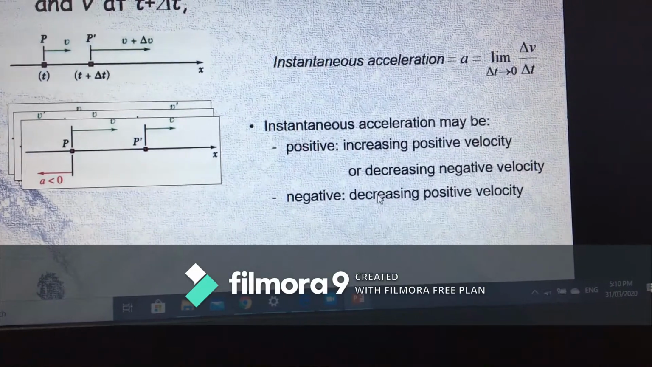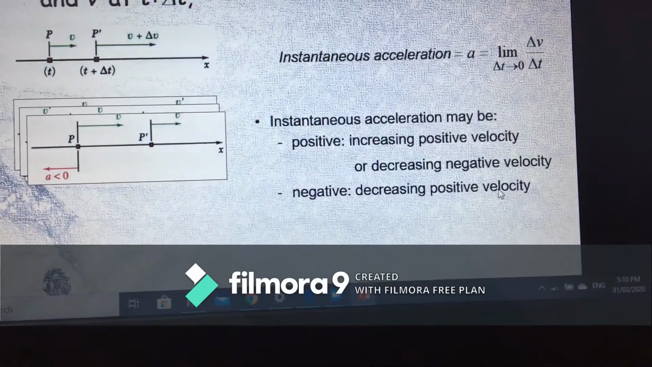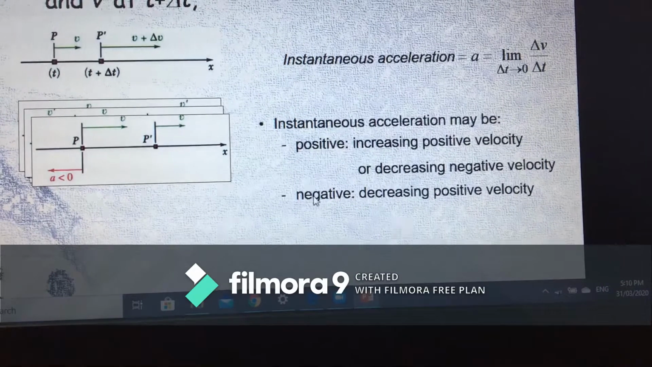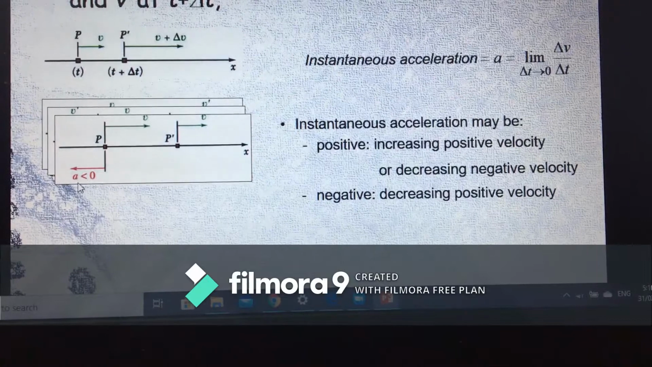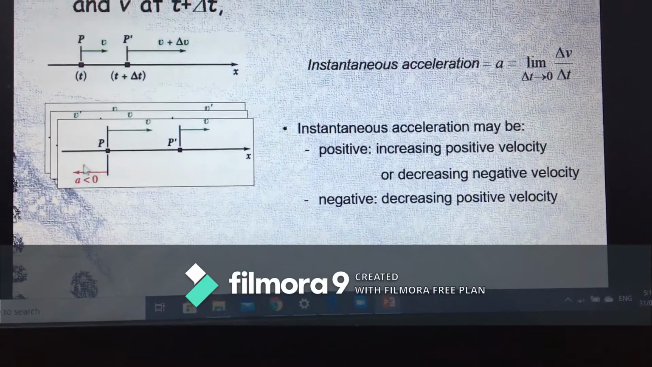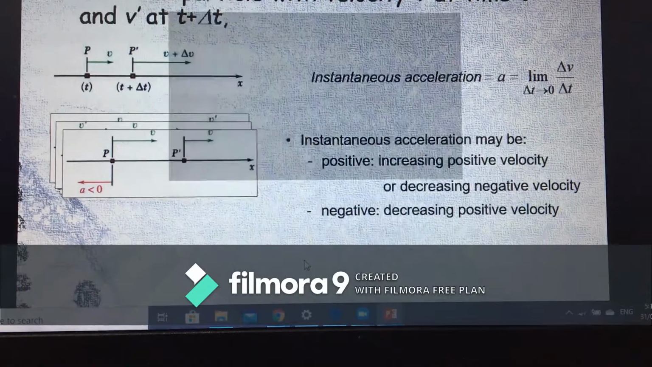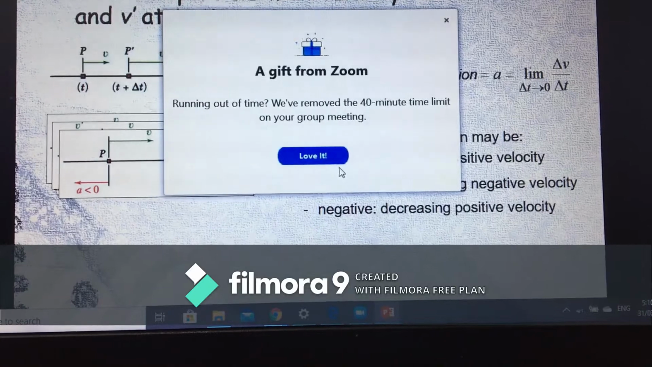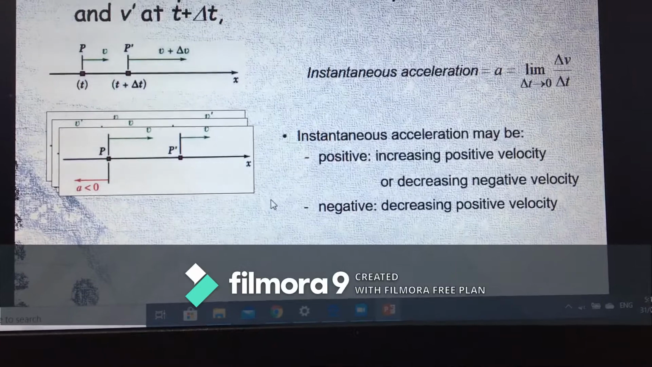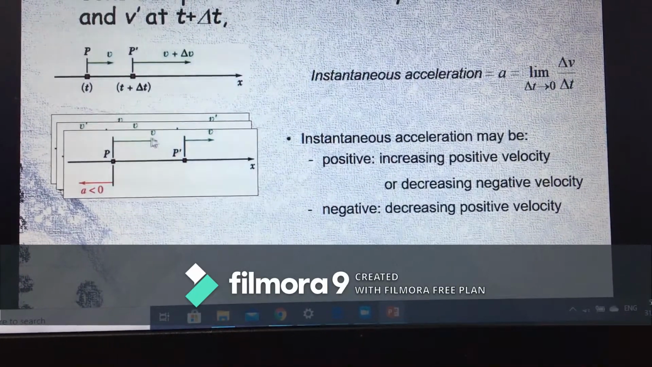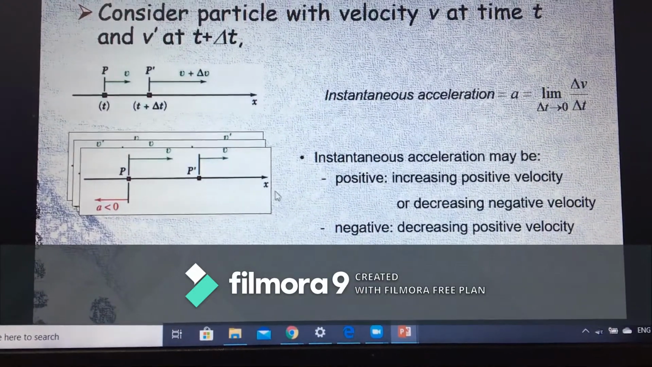This is the negative, decreasing positive velocity. Positive ang velocity pero decreasing siya. That's why this is negative. Okay? And this is represented by this. a is less than 0, meaning the acceleration is negative. You got it, class? You got it? Are you following? Opo. Listen carefully ha, kasi this is a very important concept. Dapat maintindihan nyo to. Kasi yung mga problems natin later on needs this concept.